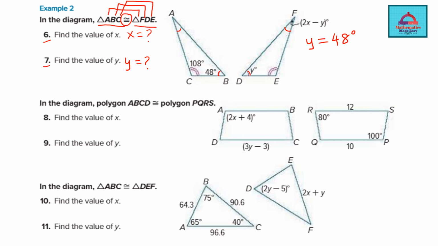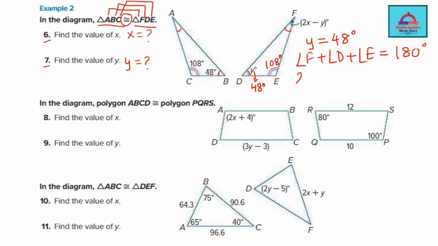And this angle is equal to this angle. So I can write 108 here and I can write y as 48. Now you know we have the triangle angle sum property. So angle F plus D plus E. If you add all three angles of a triangle, it is going to be 180.